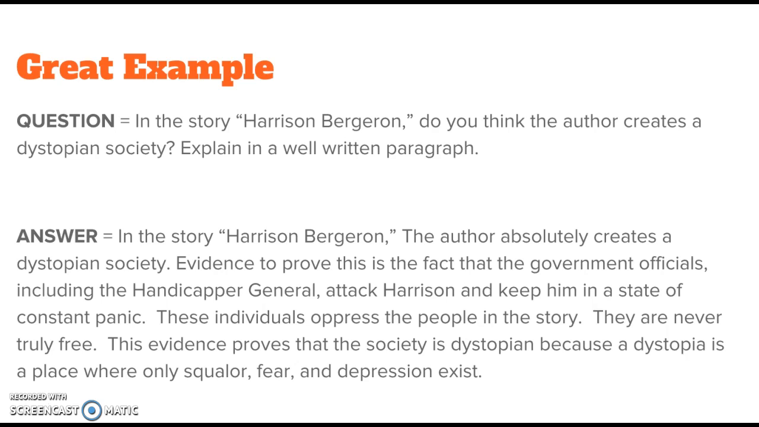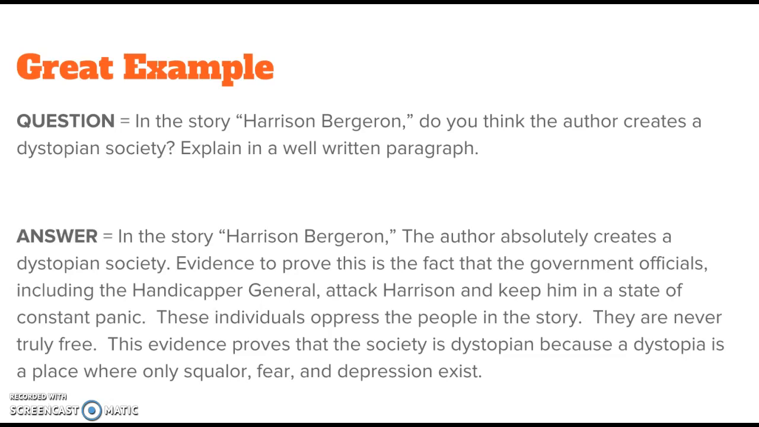So same question up above. In the story Harrison Bergeron, do you think the author creates a dystopian society? Explain in a well-written paragraph. Look at what the student wrote. In the story Harrison Bergeron, the author absolutely creates a dystopian society. Evidence to prove this is the fact that the government officials, including the handicapper general, attack Harrison and keep him in a state of constant panic.